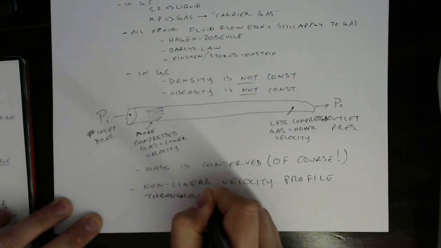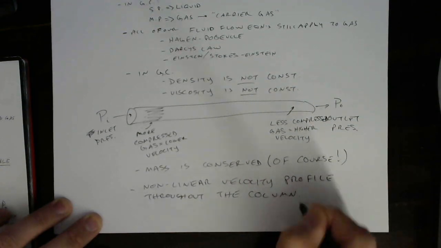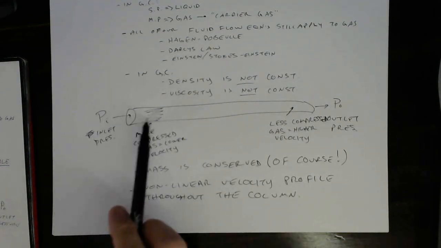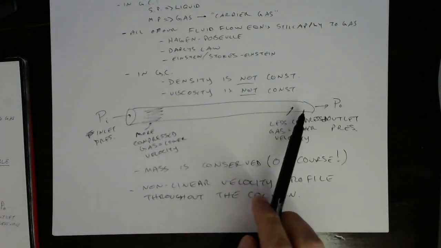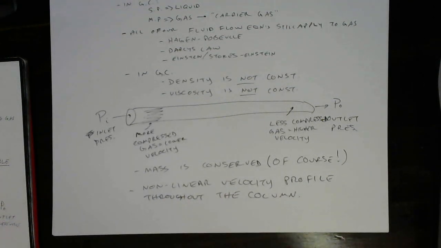Throughout the column. And we know that this is going to cause a little bit of complexity, a little bit of trickiness for us, because we know that linear velocity is a function when we talk about the Van Deemter equation, right? The x-axis on those Van Deemter plots is linear velocity. So if the linear velocity is happening differently here than it is out here, we can expect band broadening to look a little different here than it does out here.